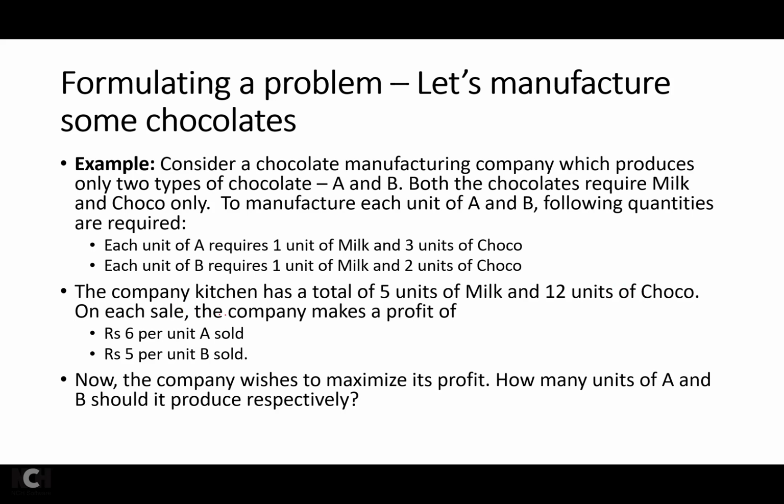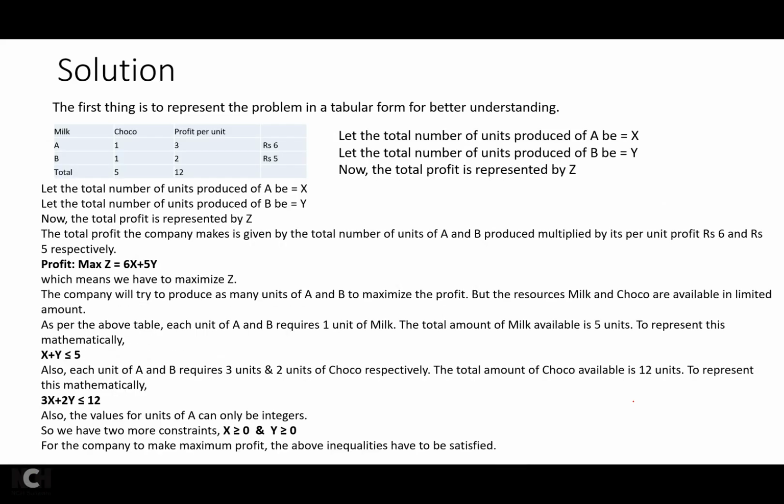On each sale, the company makes a profit of $6 per unit of A sold, and $5 per unit of B sold. Now the company wishes to maximize its profit. How many units of A and B should it produce respectively? Now let me draw a picture. I think this table is clear enough.